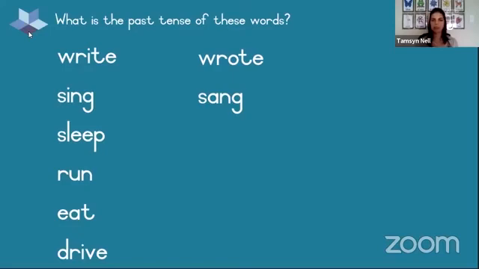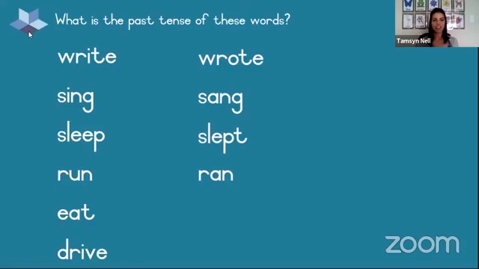Okay, let's see what happens with sleep. That one is a little bit different. Okay, so we have the word sleep and it changes to slept. So one of the E's falls away and a T comes at the end to make slept. Next one is run and it changes to ran. Okay, so again, one letter changes, the U changes to an A.